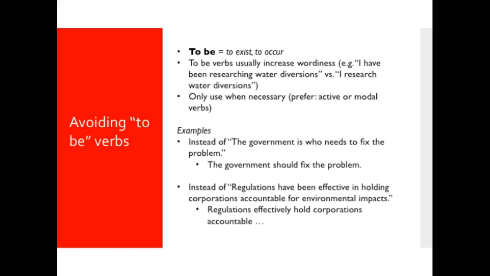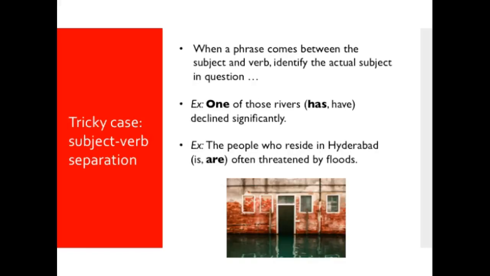Another example, regulations have been effective in holding corporations accountable for environmental impacts. As you can see, this is somewhat of a wordy sentence. Instead, we could just say regulations effectively hold corporations accountable. That just helps us improve our concision. So just look out for that in your revision process especially.